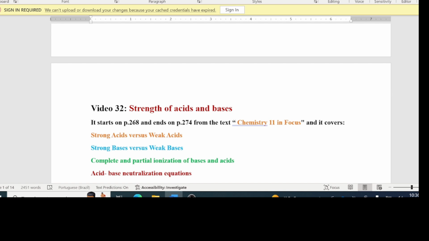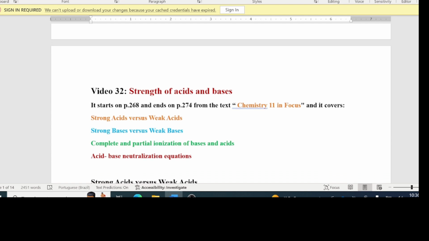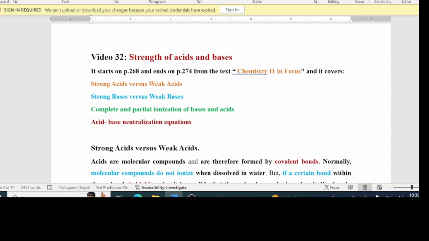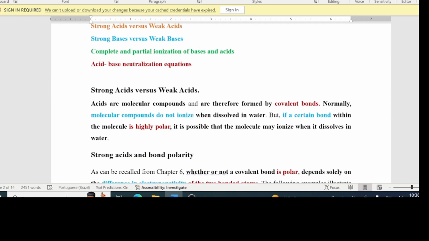Our lesson today deals with strength of acids and bases, and we'll be talking about strong acids versus weak acids, strong bases versus weak bases, complete and partial ionization of bases and acids, and we'll be introducing acid-base neutralization equation.